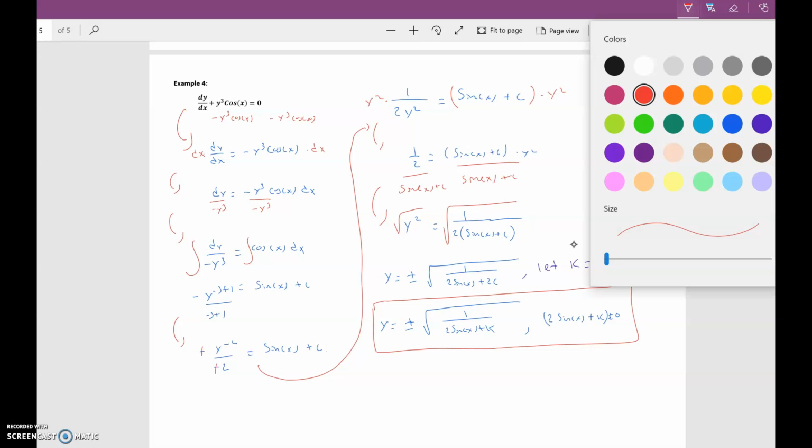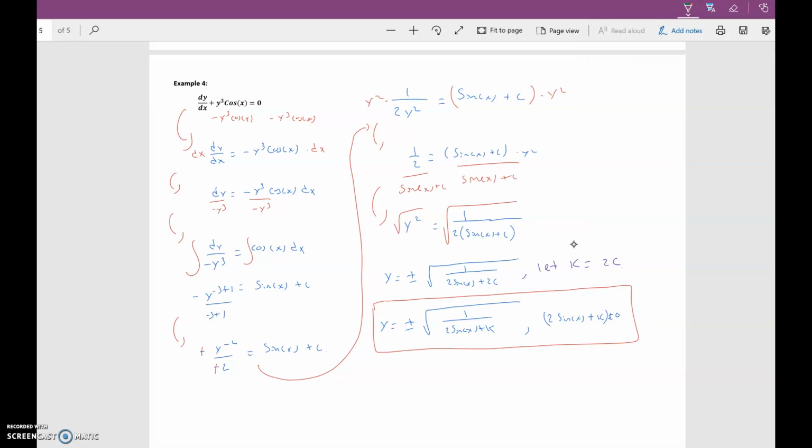And also, I'm just rewriting it as 2c is equal to k. You could have left it as 2c. That would have been perfectly fine. It's just a matter of choosing. We don't have, like I said, initial conditions, so both of those are fine. But usually we just let the constant equal a letter. If you already use c, you can use k or something else.